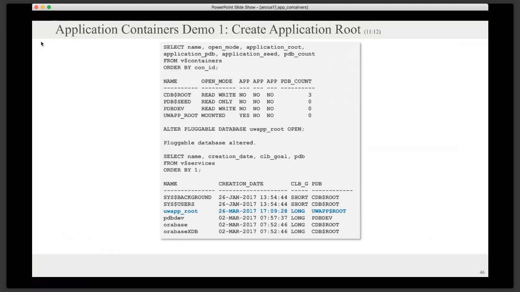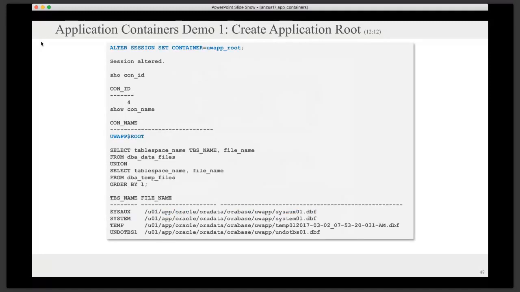Now I can go into $$ services, and I can see that Oracle not only created the pluggable database, I've opened it. There's now a service that I can connect to. So I can go into tnsnames.ora, and I can create an entry in TNS names or JDBC or ODBC driver, and I can now connect to that application root. Let's go to the next slide, 12 of 12.